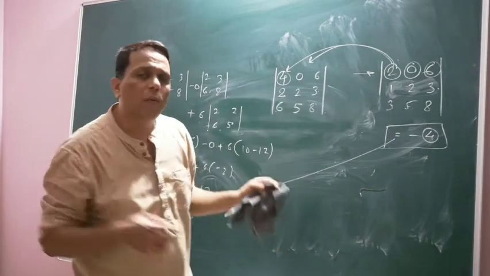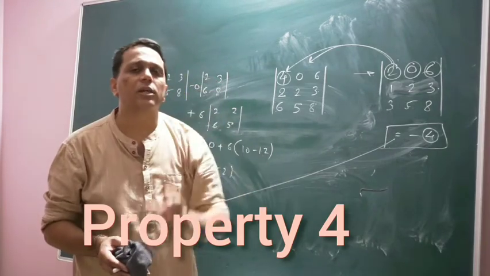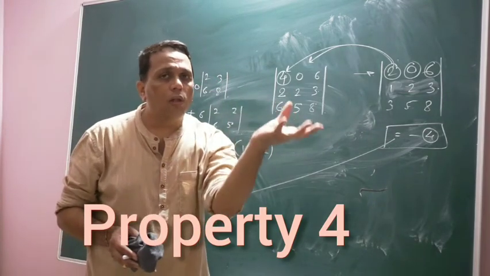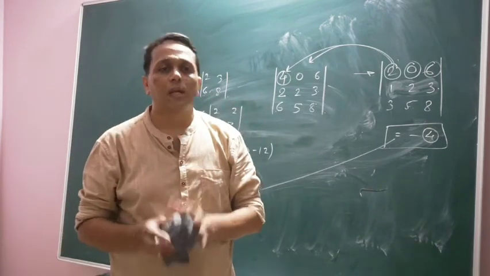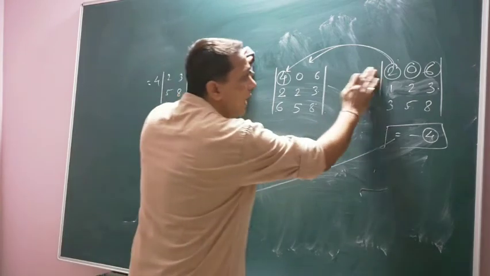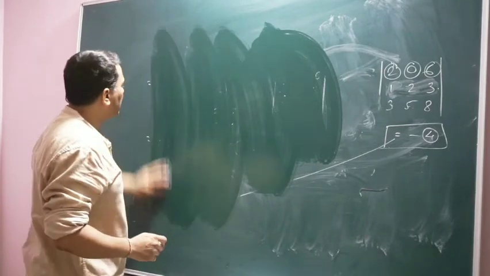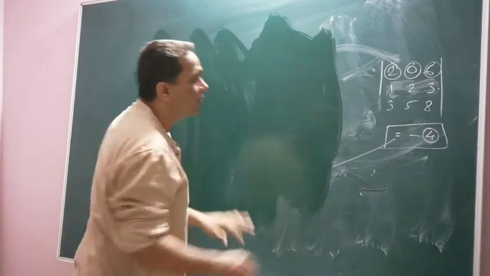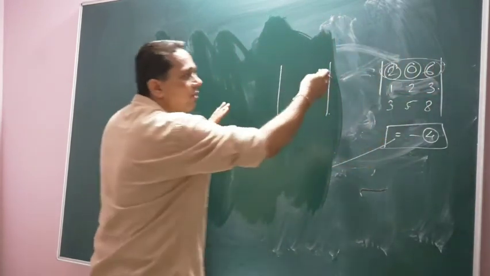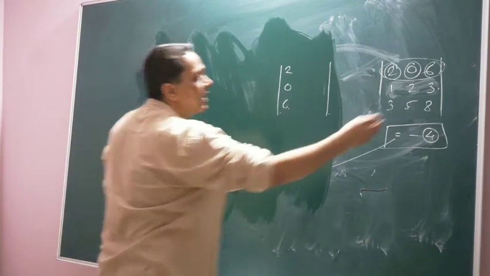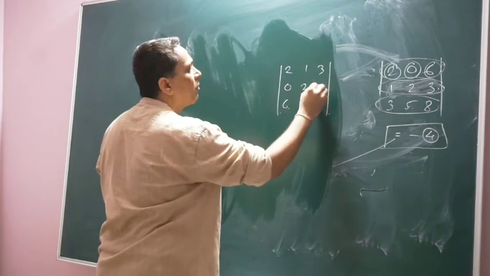So the next property is, if all the rows or columns are interchanged, that means if I change all the rows into columns, then the value of the determinant remains same. Let's take an example. We now know that the value of this determinant is -4. So what we will do now, we will change all the rows into columns. So now I am changing the rows to columns. The first row will become first column, second row will become second column, and third row will become third column.